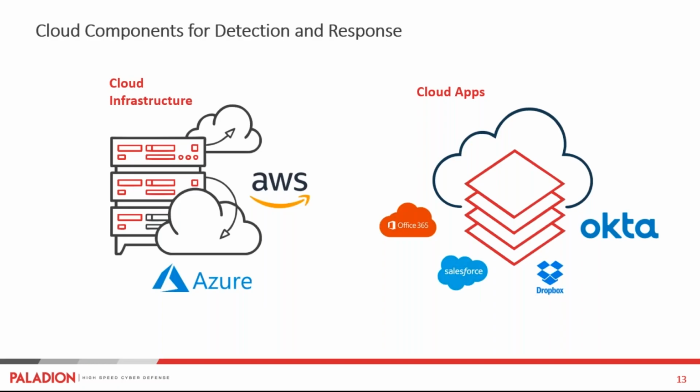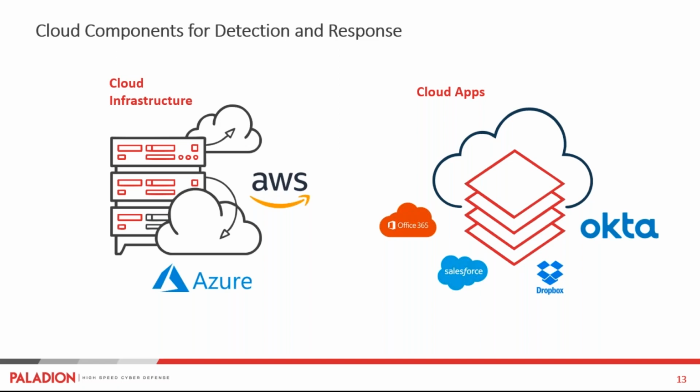When it comes to cloud, we have to look at both the cloud infrastructure and cloud applications. The adoption of both has increased tremendously over the last few years. My examples in this current session are primarily going to be around Azure and AWS, but similar concepts can be applied to other cloud providers like Google.